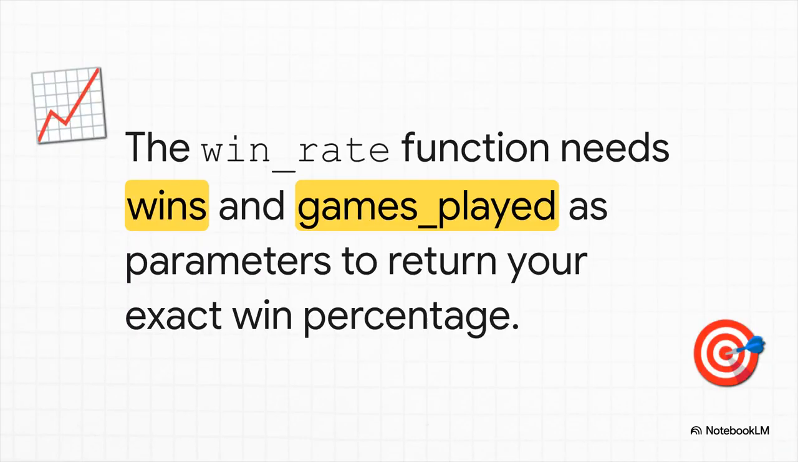And here's why this is so huge for functions that return a value. To calculate a win rate, your function has to know 2 things, your total wins and your total games played.